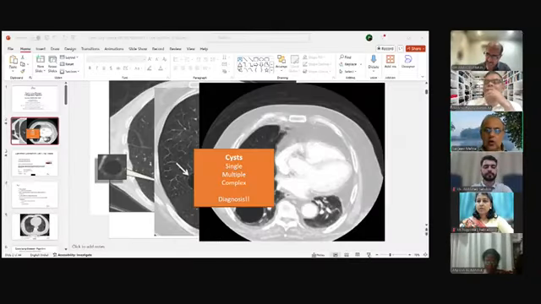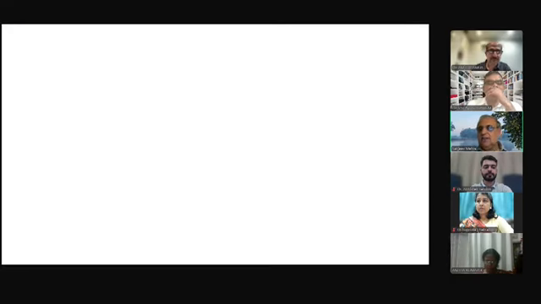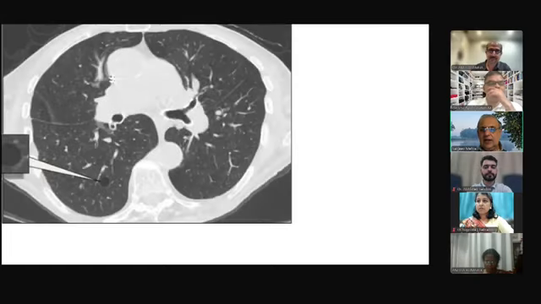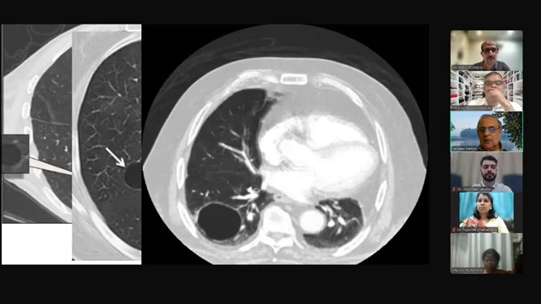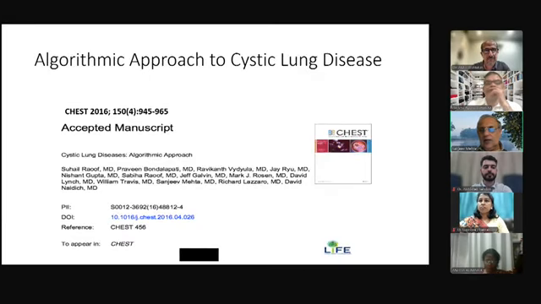I'm not going to go into all the details, but I'm honored actually that the first speaker presented these slides, which were taken from the manuscript, which I was co-author with Dr. Suhail and Nishant a couple of years ago. So this was our manuscript, and we wrote about an algorithmic approach to cystic lung disease.